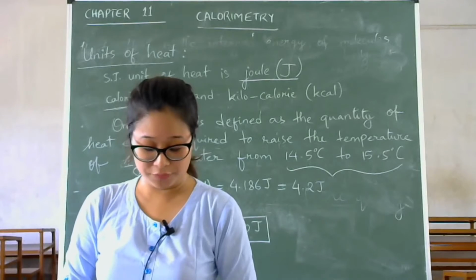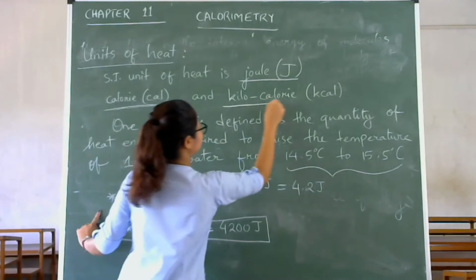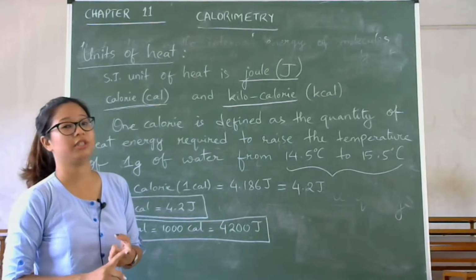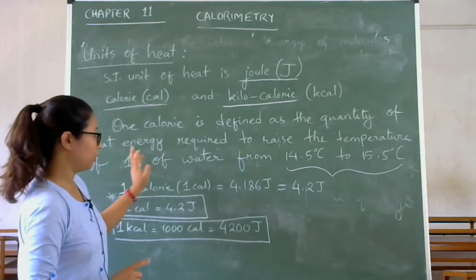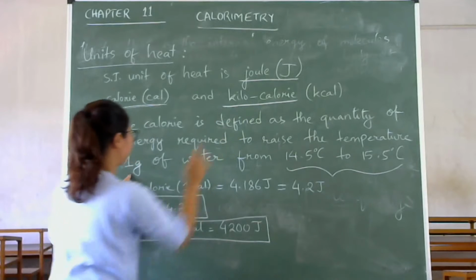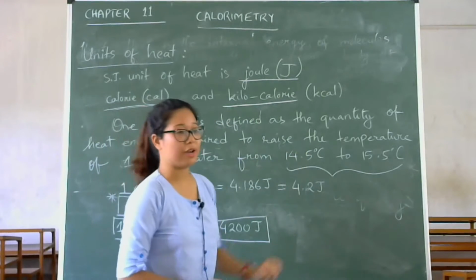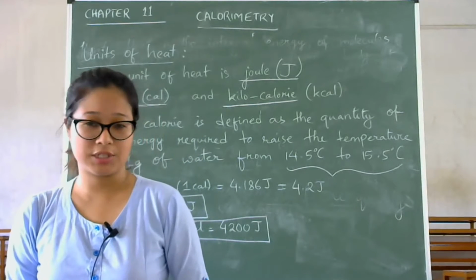Now, how can we define 1 kilocalorie? Let us define it. 1 kilocalorie is defined as the amount of heat energy required to raise the temperature of 1 kilogram, in place of gram, since it is kilocalorie, we will have 1 kilogram of water from 14.5 degrees Celsius to 15.5 degrees Celsius.